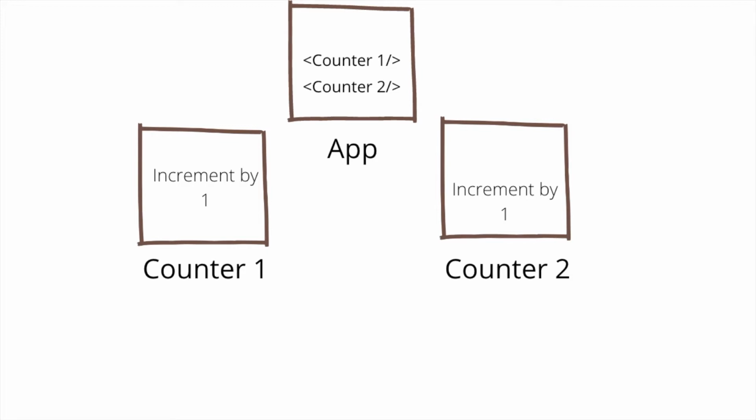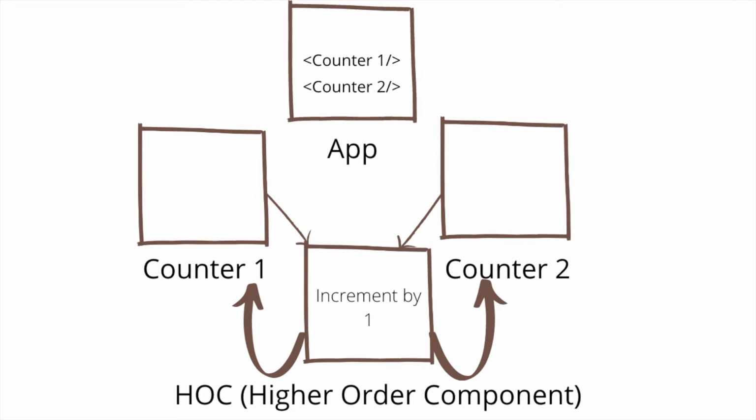While writing this code you can feel that we are copying the same code twice in different components, which is not a good practice. So how do we solve that? Here comes the concept of the higher order component. In a higher order component you pass the full counter 1 and counter 2 components as an argument, and this higher order component returns a new component with the same business logic, that is increment by 1.